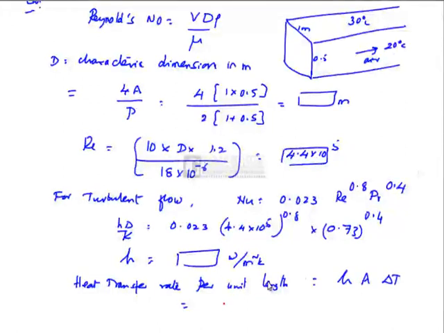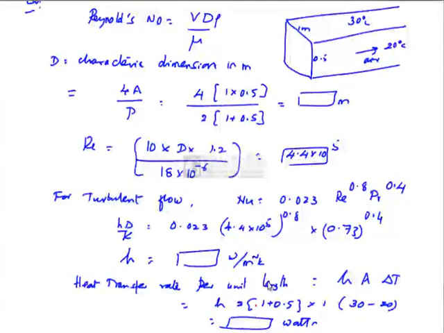What is the unit length? Per unit length, area of heat transfer is h into perimeter into length, 2 into (1 plus 0.5), that is perimeter, into length, which is 1 meter. Delta T is 30 minus 20. We will get the heat transfer rate in watts per unit length of pipe, per meter length of duct. h is already calculated above. Substitute the h value, we get the heat transfer rate Q per unit length of the tube or duct.